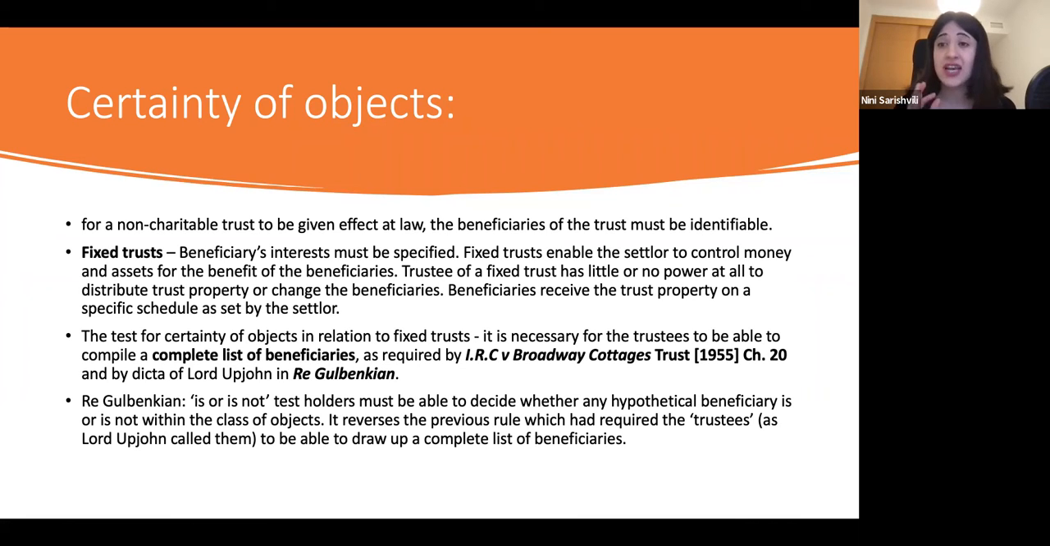How do we identify beneficiaries? There is a test from the McPhail v Doulton case that is called the is or is not test, which means that for any hypothetical beneficiary that comes into the room, we should be able to say whether or not he is or is not a beneficiary. That's the test. It reverses the previous rule that had required the trustees to be able to draw up a complete list of beneficiaries. So we're not required to draw up the complete list of beneficiaries, but the is or is not test has to be applied. Any hypothetical beneficiary, we should be able to say whether or not he is or is not in the list of beneficiaries.